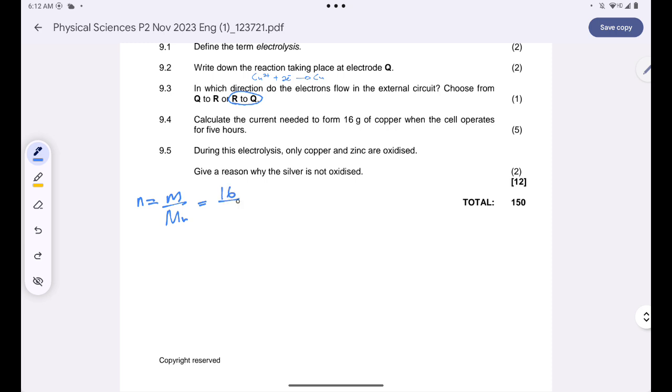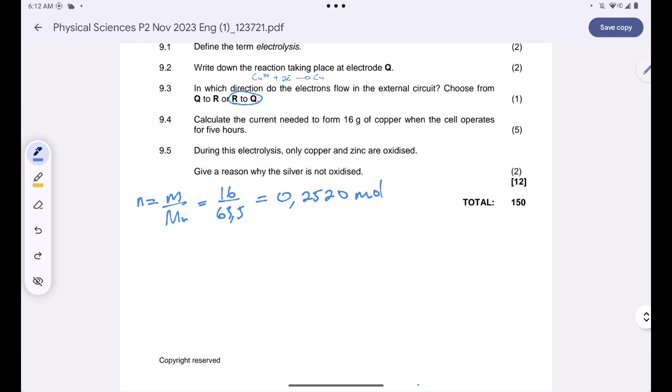They only formed 16 grams. The molar mass for copper, it's there in the periodic table, is equal to 63.5 grams per mole. Whenever I divide this, whenever I punch this on my calculator, 16 divided by 63.5, I'll simply get 0.2520 moles.